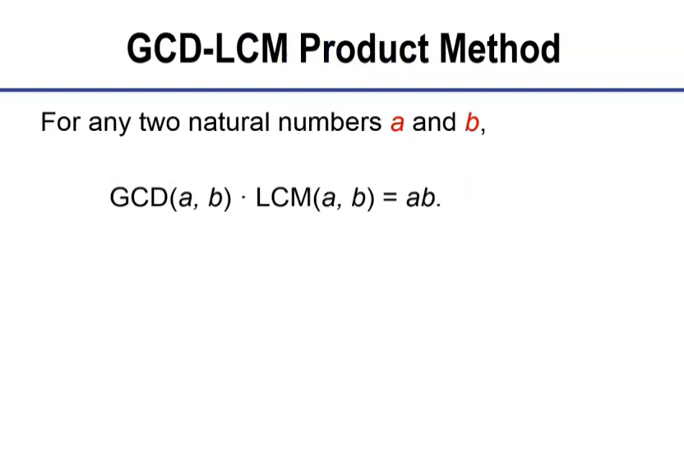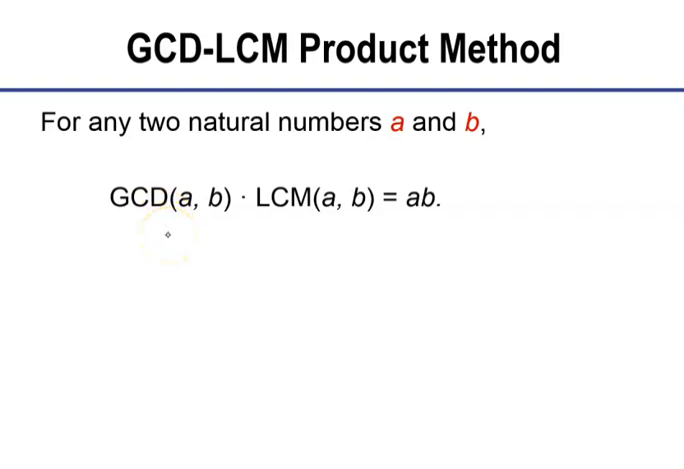Here's an interesting theorem. For any two natural numbers, A and B, just like what we've been finding, the greatest common divisor of A and B times the least common multiple of A and B. So again, I'm sorry, I had a cough a minute ago and I lost my train of thought. But the greatest common divisor is what we did in the first video. It's the largest number that divides both A and B.